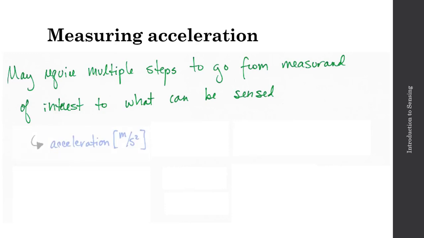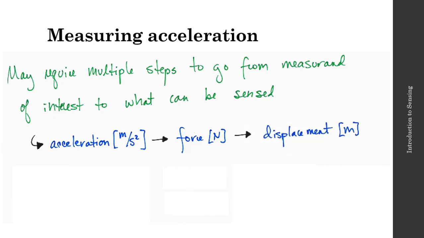So here we might be interested in measuring acceleration, right? And that's typically in units of something like meters per second squared. But I can't measure that directly. Now I can calculate a force, that'll be in newtons, but maybe I can't even measure that directly either. So what I can measure directly is displacement, and that will be in meters.